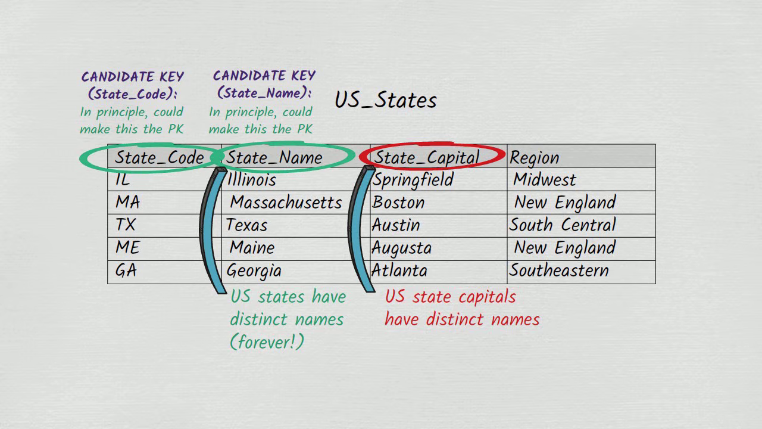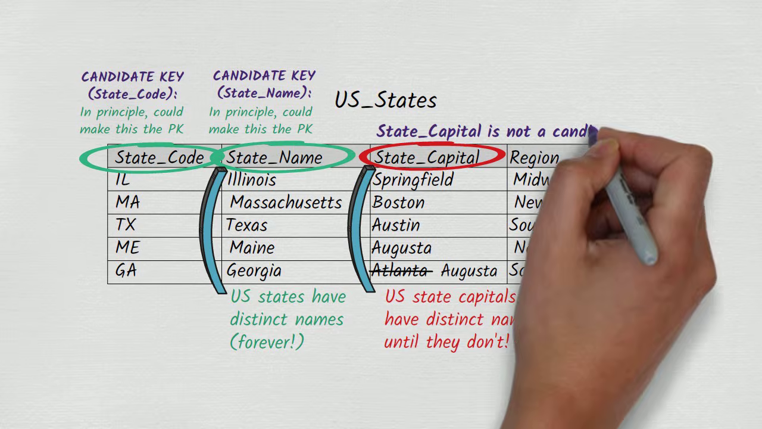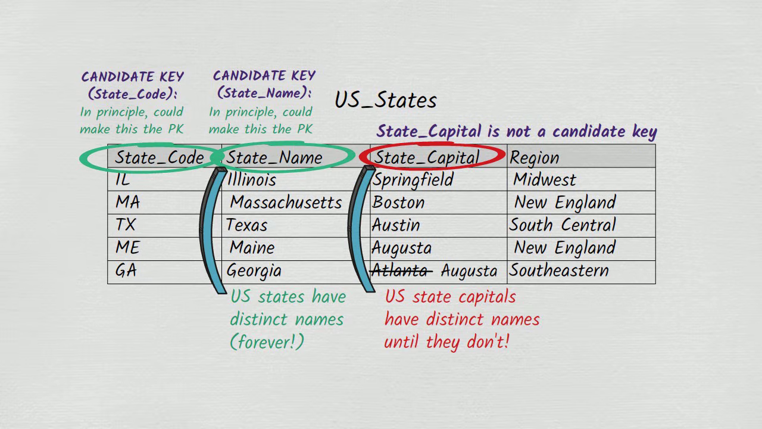In the latter part of the 18th century, the capital of Georgia was a city called Augusta. If Georgia changes its capital to Augusta again, then there will be two state capitals called Augusta, the capital of Georgia and the capital of Maine. So state capital isn't a guaranteed unique shorthand for a state. Therefore, it is not a candidate key.